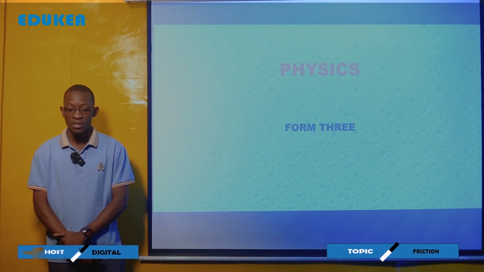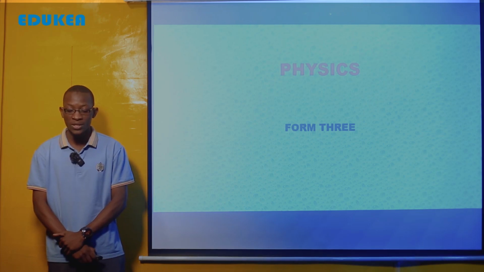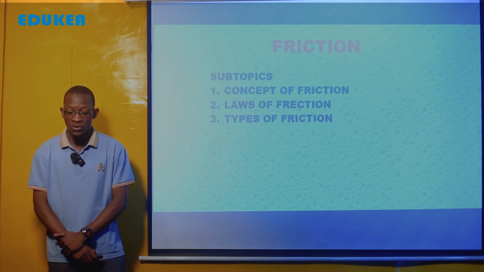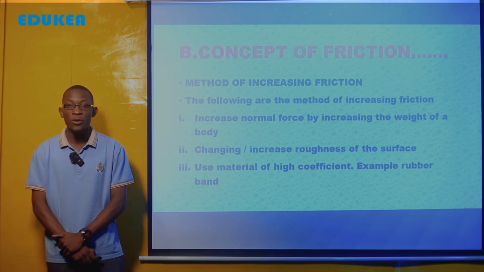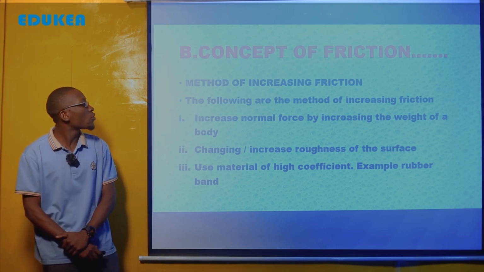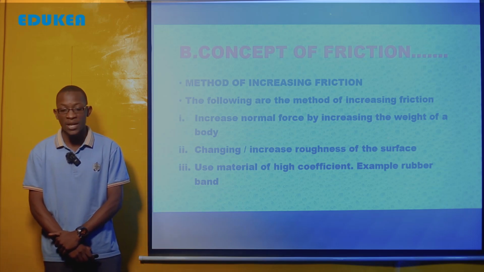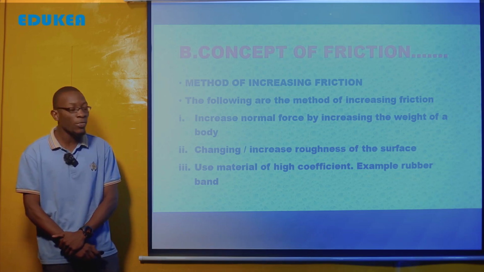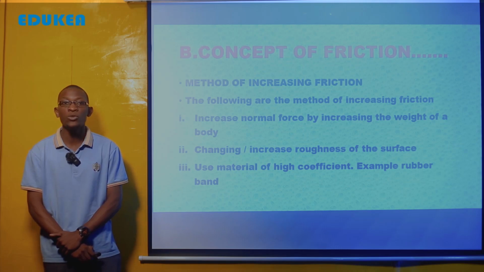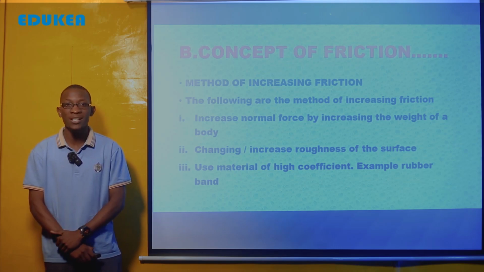Welcome to physics periods. Today we are going to discuss a little bit about the concept of friction, part B. From here we are going to discuss the methods of increasing friction. Friction, as we said in the previous lesson, is the force of attraction which resists body motion. The motion of a body is always resisted, and this is happening due to friction. So today we are going to look at the methods of increasing friction. How can we increase friction?